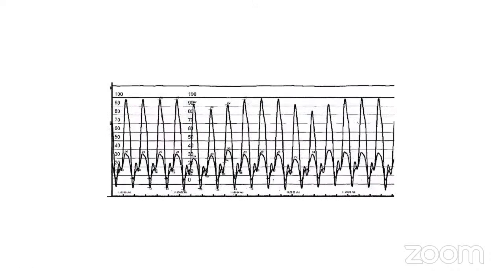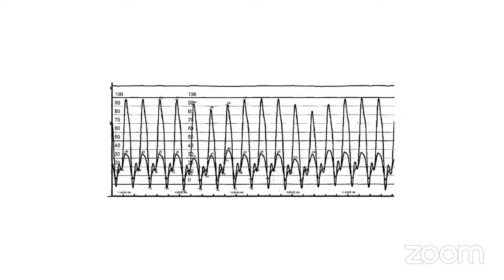Another method that can be used to identify constrictive pericarditis is simultaneous right and left heart catheterization. Here you can see that there is equalization of pressure between the right and left ventricle, and there is what is known as the square root sign. That can lead you to think that this patient has constrictive pericarditis.